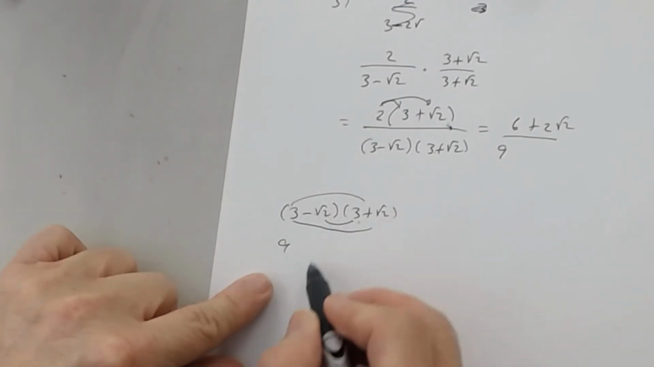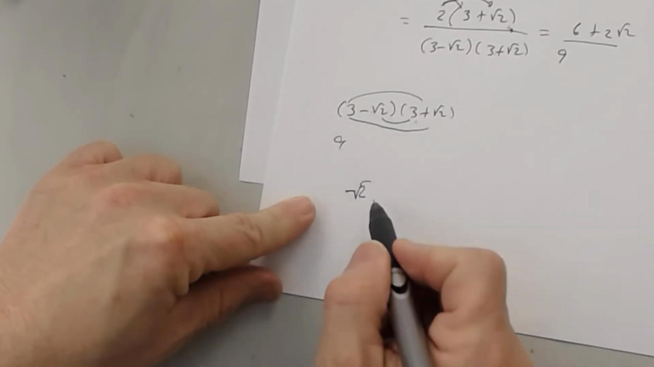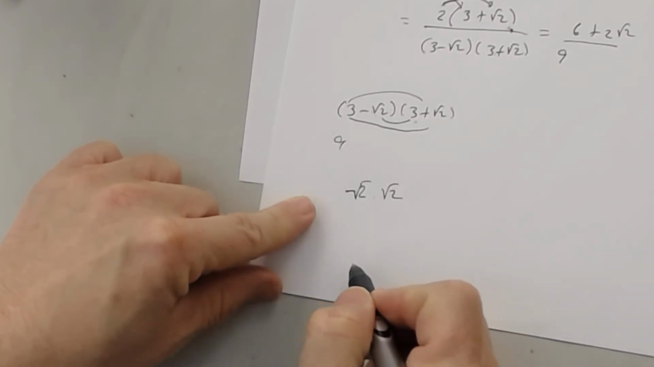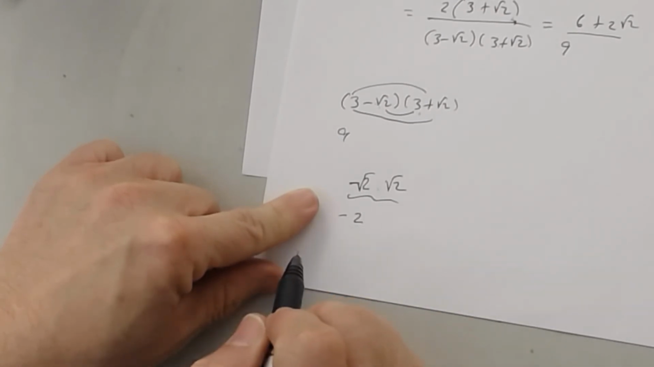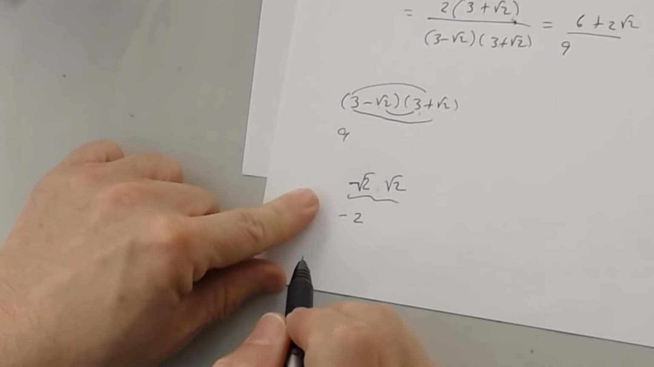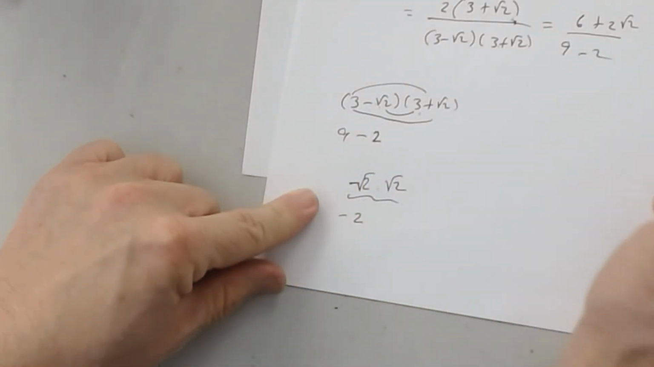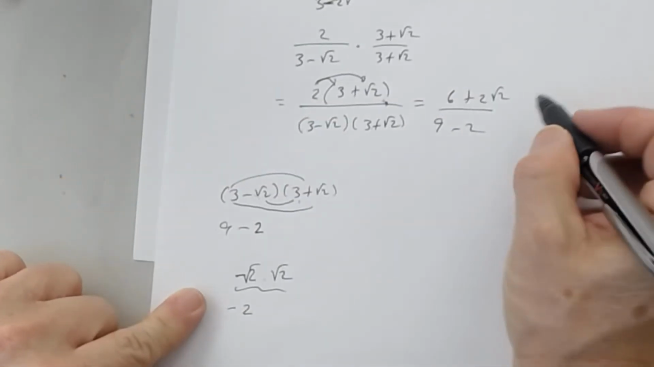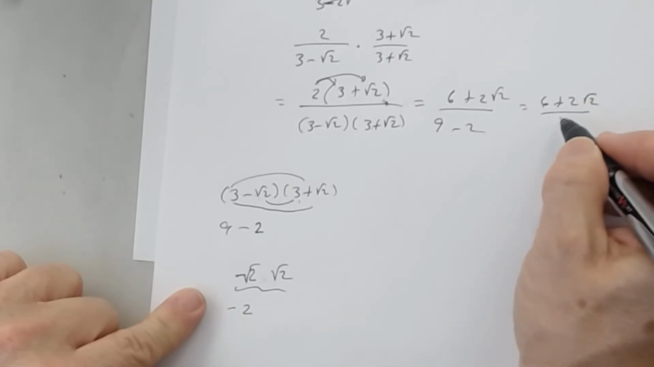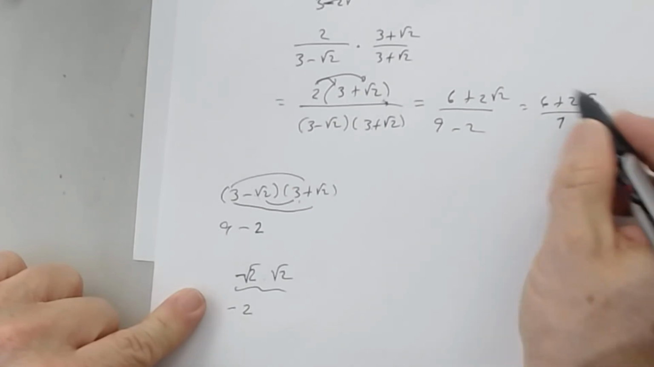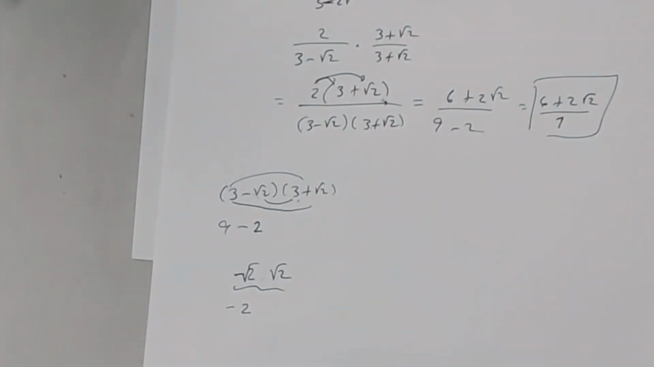Now, look at the last. Right here, you get a negative square root of 2 times a positive square root of 2. Guys, what is this? Negative what? Negative 2. The square root of 4, which is 2. So that's 9 minus what? 2. So that's 9 minus 2. So now I have 6 plus 2 square root of 2, all divided by what? 7. And you cannot simplify anything. No. So there's your answer. So you got your 10 points.